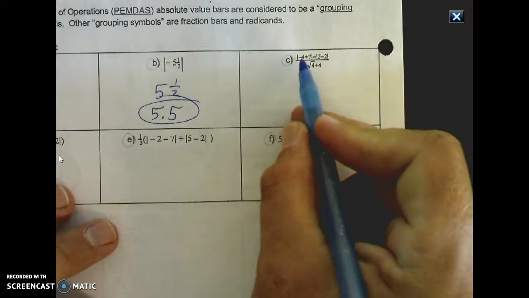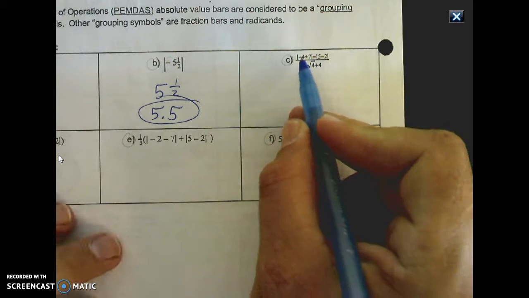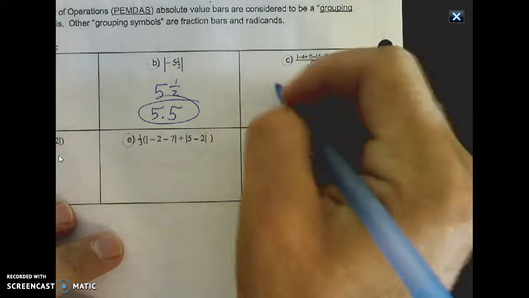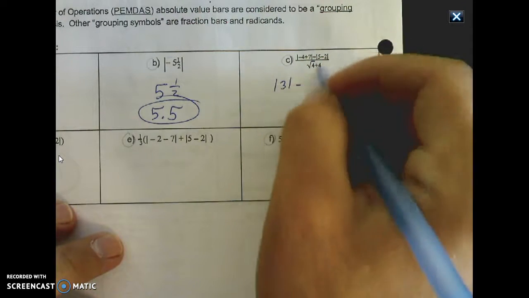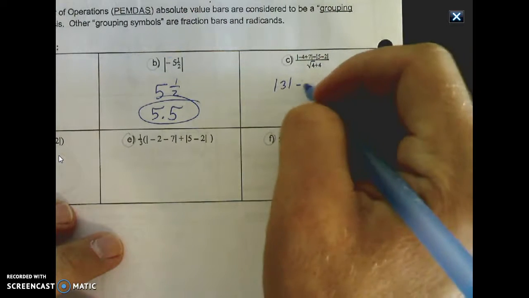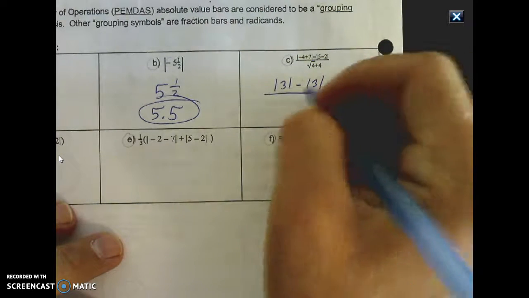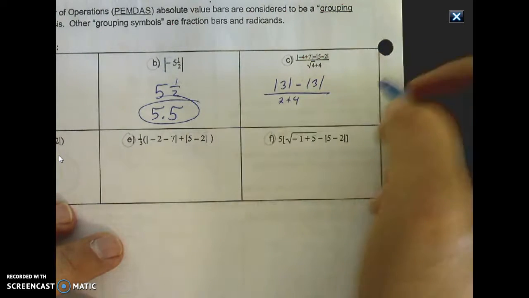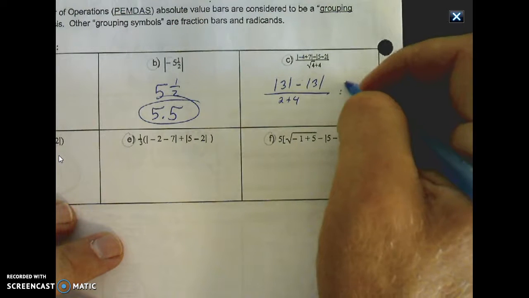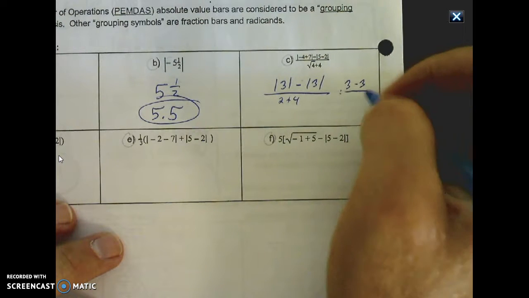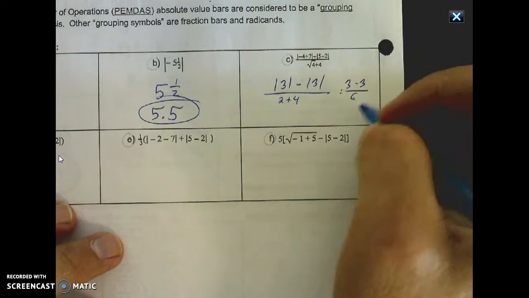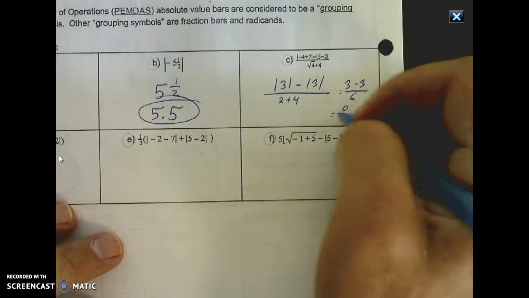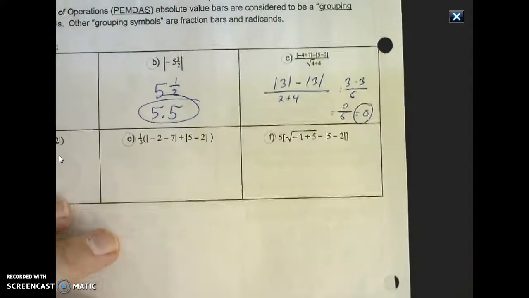Okay, do inside the absolute value bars first. Negative 4 plus 7 is 3. Minus, 5 minus 2 is 3. Square root of 4 down low is 2 plus 4. Absolute value of 3 is 3, minus the absolute value of 3 is 3, over 6. 3 minus 3 is 0. 0 over 6, still 0.